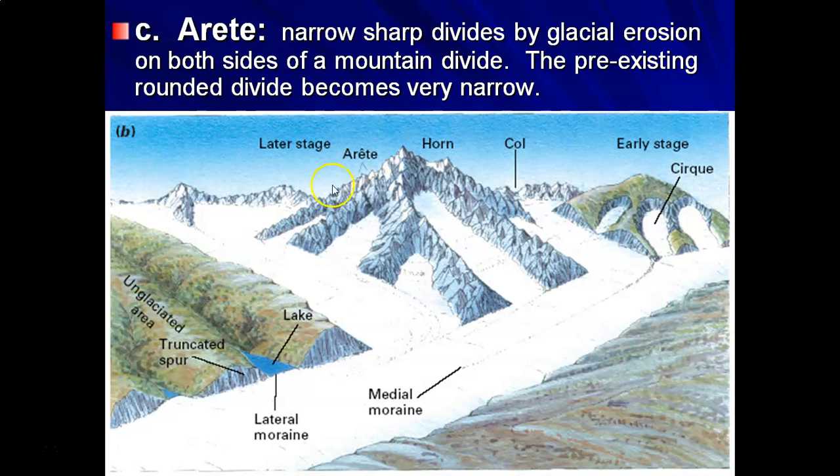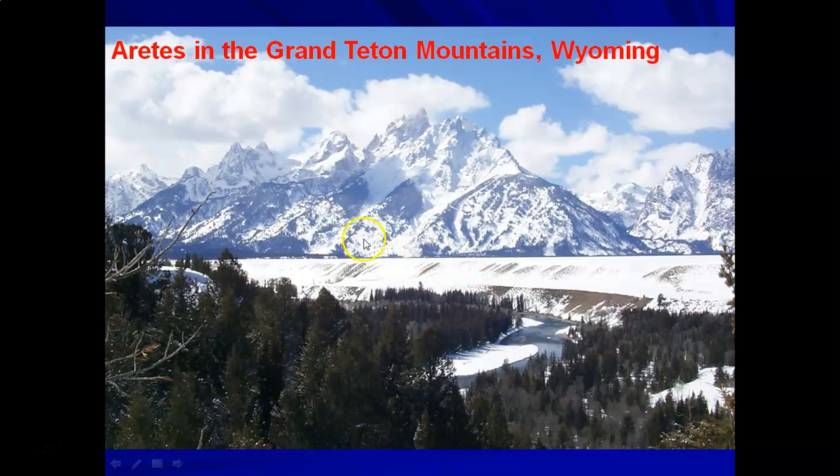And these are called arêtes. So we've got arêtes everywhere, and they're knife-like ridges. And that creates the classic alpine landscape. And I've just got one beautiful picture in the Grand Tetons of Wyoming, and there are just cirques everywhere. Actually, the main divide here is definitely an arête. So there were glaciers eroding on the back side and on the front side.